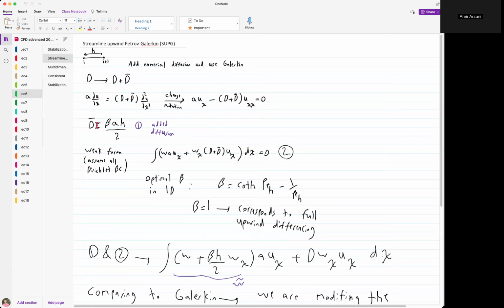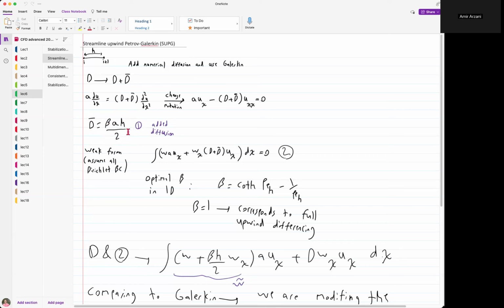So we're going to define it as equal to beta, a free parameter, times a, which is the velocity, multiplied by h divided by 2. So this is similar to what we saw previously, but with the coefficient beta added. And this is a consistent way, as we previously talked about, to add artificial diffusion.